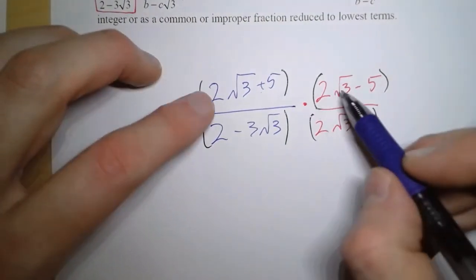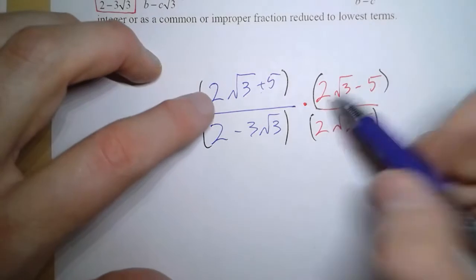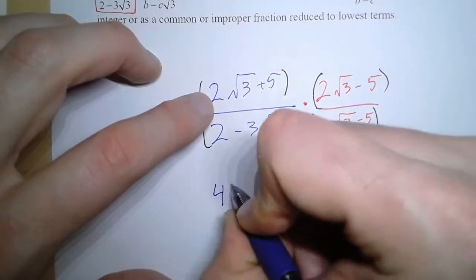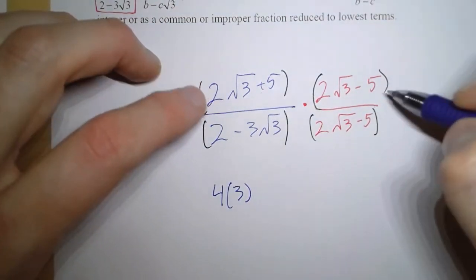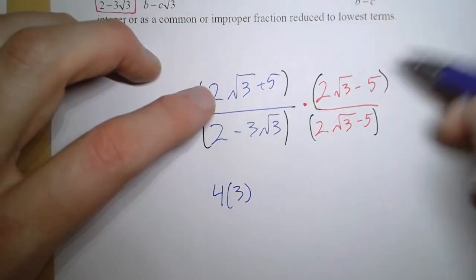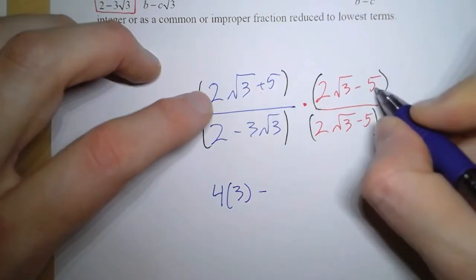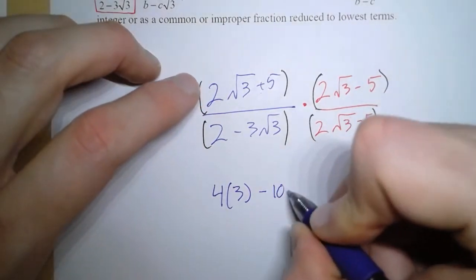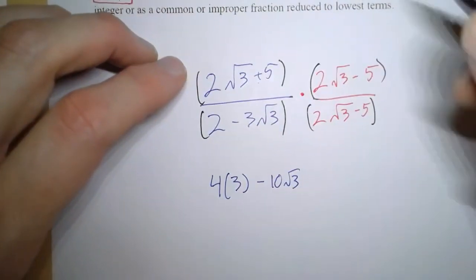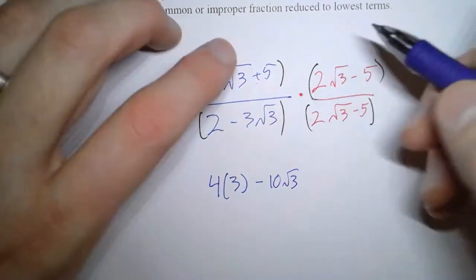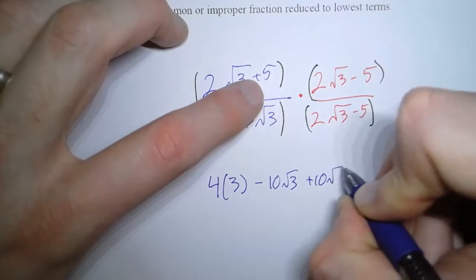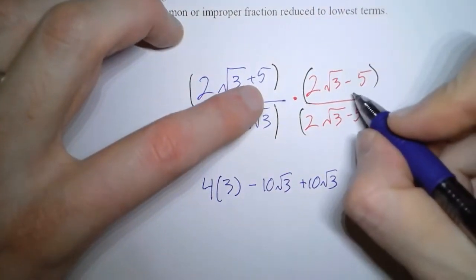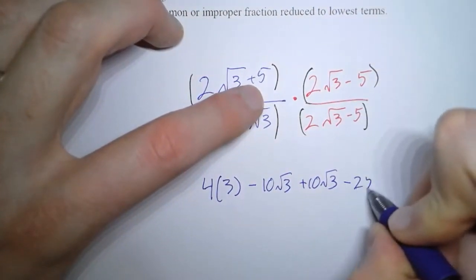Just imagine that there are parentheses here, here, here, here, here, and here. So 2 radical 3 times 2 radical 3. If I multiply the 2's, that's a 4. And if I multiply the radical 3's, that's a 3. 2 radical 3 times negative 5. So that's 2 times negative 5 is negative 10. The radical 3 holds on for the ride. Then the inside, 5 times 2 radical 3. So that's plus 10 radical 3. And then plus 5 minus 5 is minus 25.